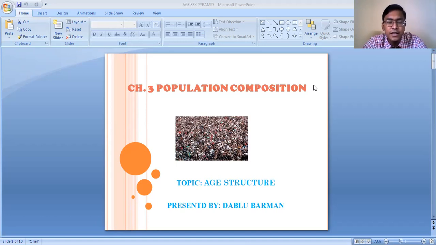In this way, you will find that the population of a country or a region comes under different age groups, and this is known as the age structure. That is, the distribution of the total population according to the age groups is known as the age structure. So let us study what the age structure is, and then we'll study the age-sex pyramid.